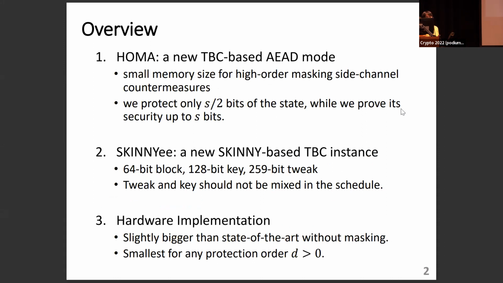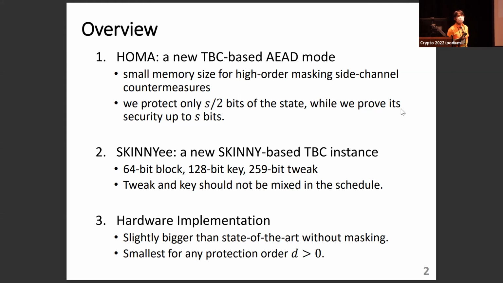So this slide shows the one-page overview. First, we present a new tweakable block cipher-based authenticated encryption with associated data mode, which we call HOMA. HOMA achieves small memory size for higher order masking side channel countermeasures. And the interesting feature is we protect only S over 2 bits of the state, while we prove its security up to S bits.